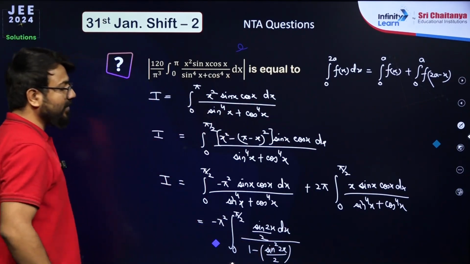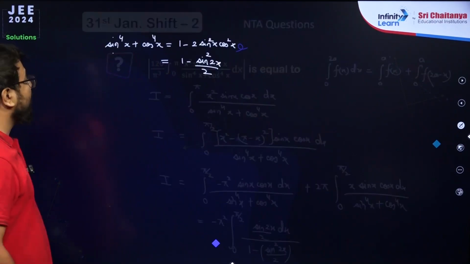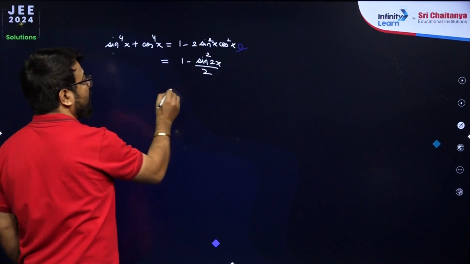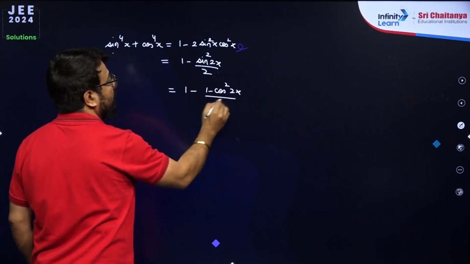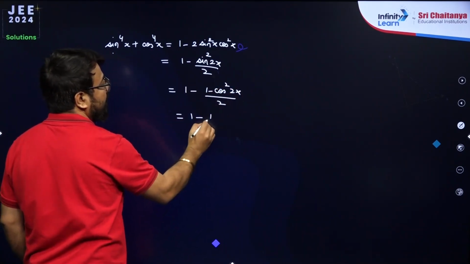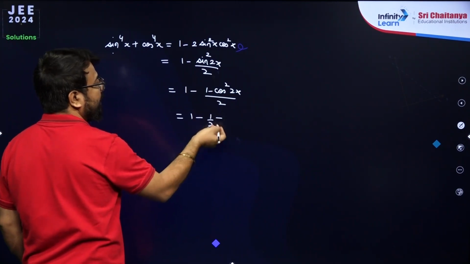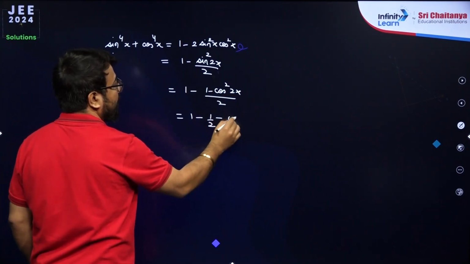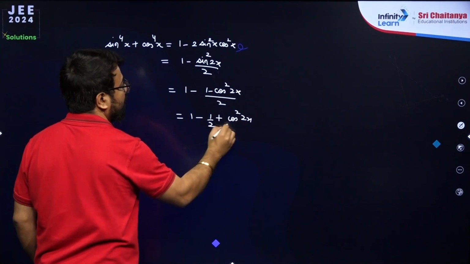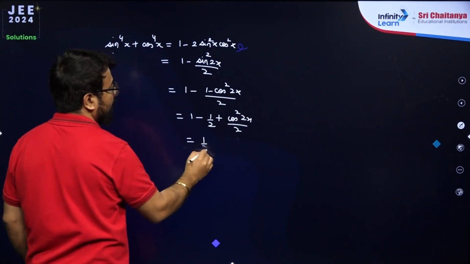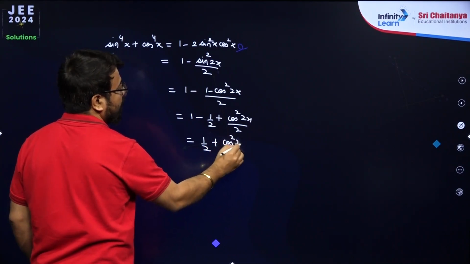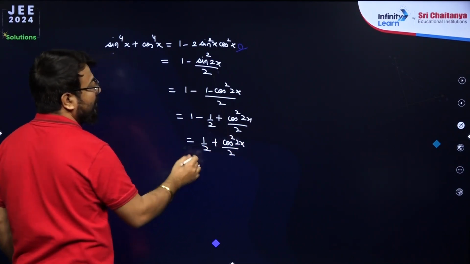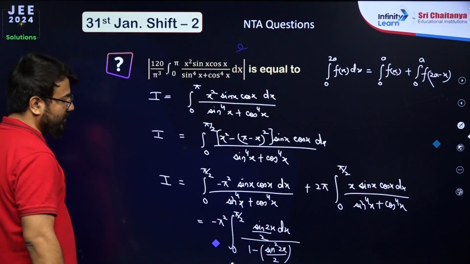It would be better if you convert it in the form of cos square. So let me convert it in the form of cos square. Instead of sin square, I am writing (1 minus cos square 2x) whole divided by 2. So 1 minus 1 by 2, or we can take the LCM also if you want, plus cos square 2x over 2. So this is half plus cos square 2x over 2, so 1 plus cos square 2x over 2 is coming.